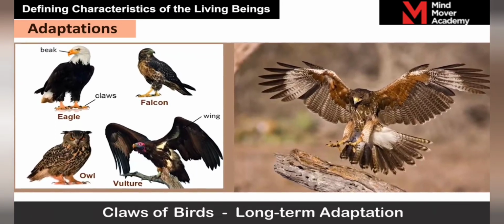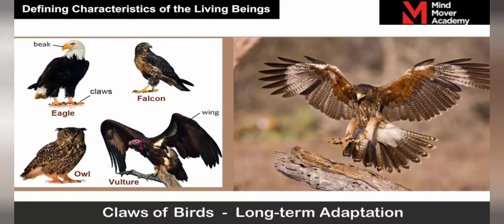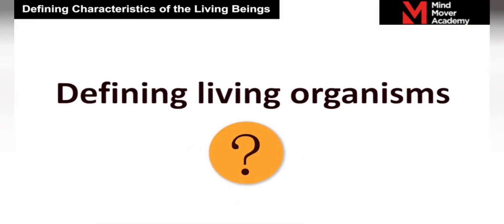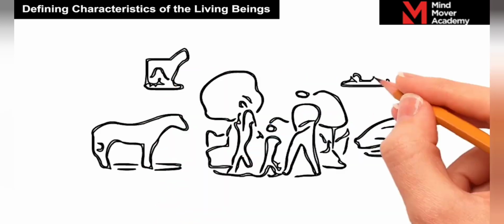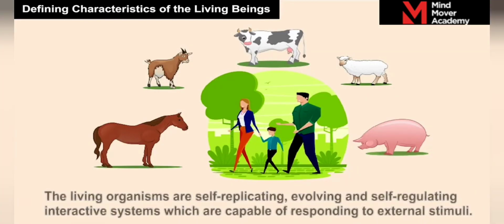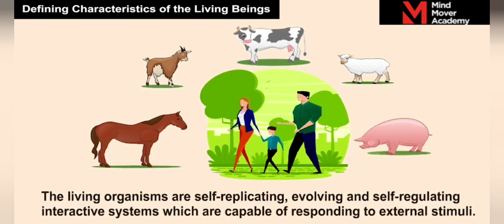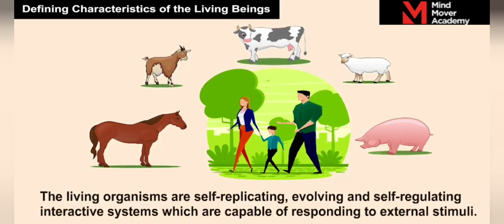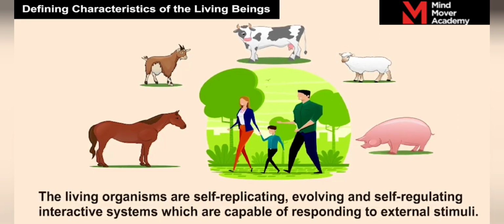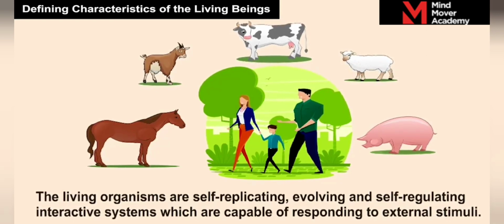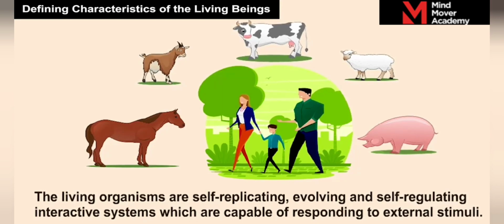So now that we have studied a number of characteristics of living organisms, can you try to define living organisms? Right, so we can define living organisms as self-replicating, evolving, and self-regulating interactive systems which are capable of responding to external stimuli. So students, in this module we have discussed the various characteristics of living organisms, and then we also defined a living organism. In our next module, we will continue with the details of our beautiful living world.